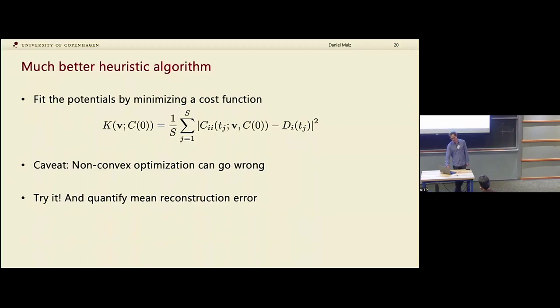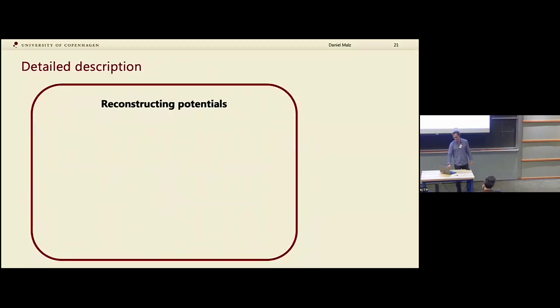So we just try it out, and we try to quantify the mean reconstruction error, which is just a difference. We only look at potential differences because you can't know the absolute value of the potential. Of course, there's some gauge degree of freedom, but we look at the difference of the estimated potential differences and the actual potential differences in the Hamiltonian, and this is our mean reconstruction error.